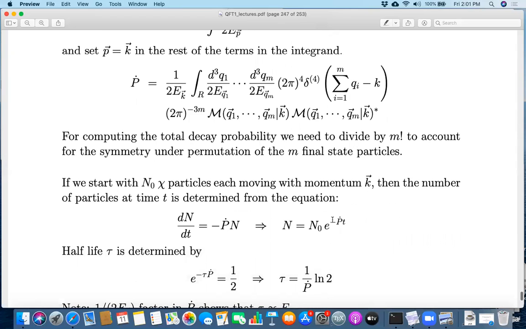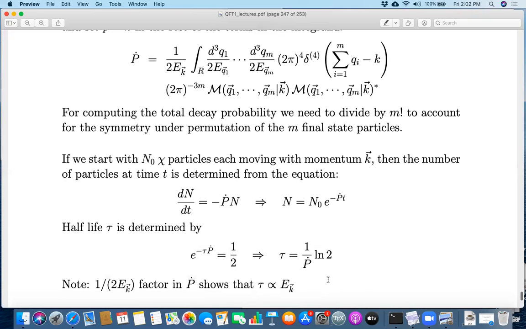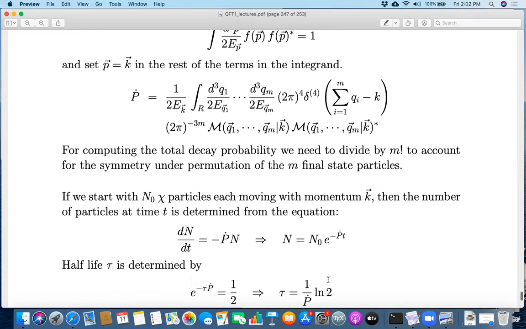And from here you can find the half-life, because half-life is when n over n0 is half. So the half-life tau is obtained by solving this equation, e to the minus tau P dot equal to half, or tau equal to 1 over P dot times log 2. Now, here you would notice that you have this 1 over 2 Ek factor inside P dot. Everything else, in fact, is k independent. It doesn't look k independent, but it is k independent from the following considerations.